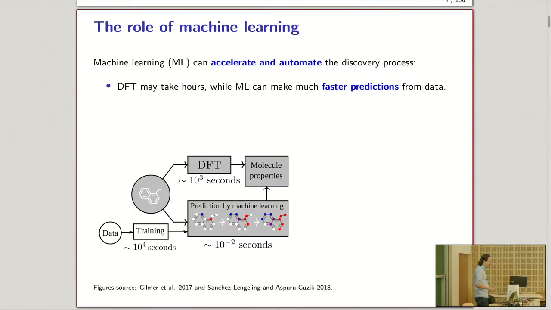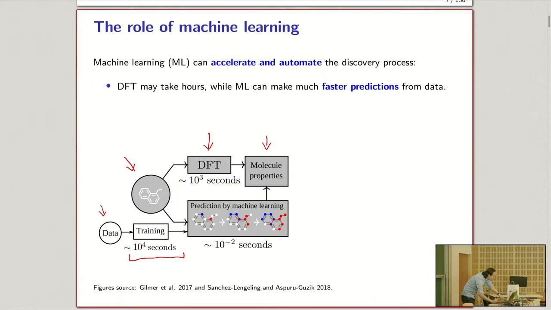So you may have this molecule here, and you can run a simulation that is going to take on the order of some hours, and you will obtain some property for the molecule. But that's slow. Instead, maybe you already have data for many other molecules like this. You may train a machine learning method. This could be a neural network-based method.